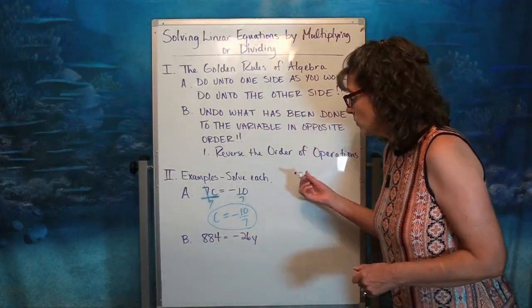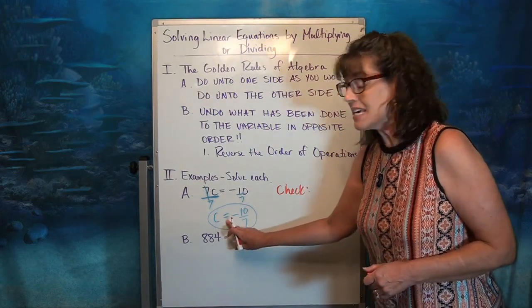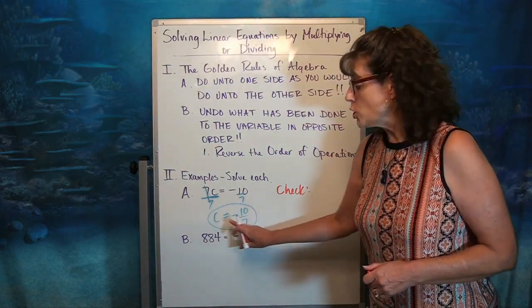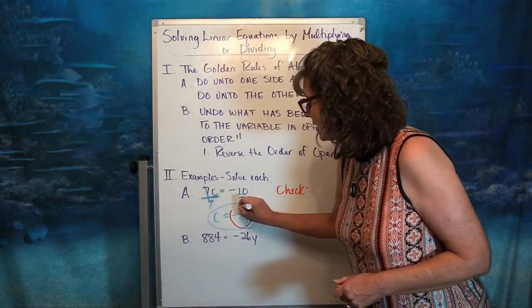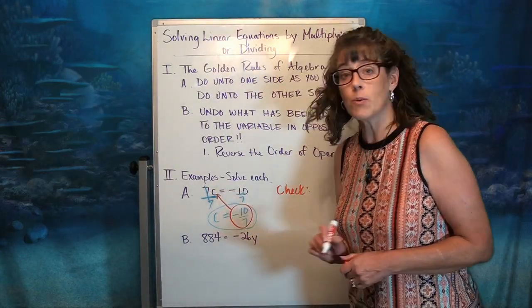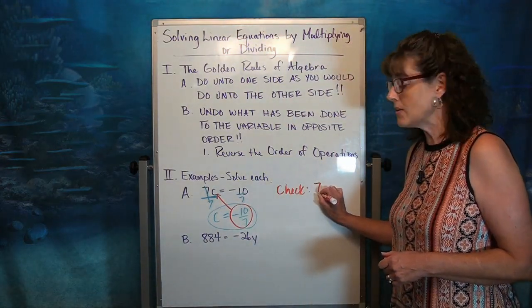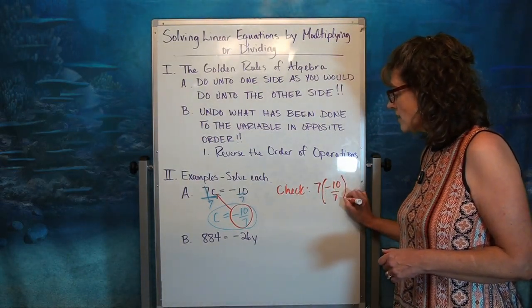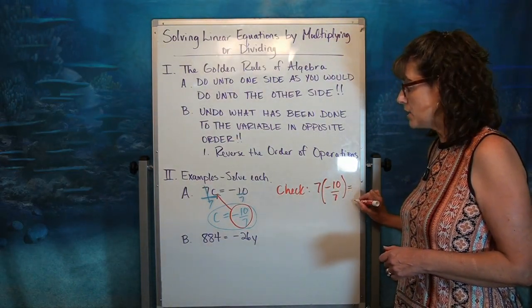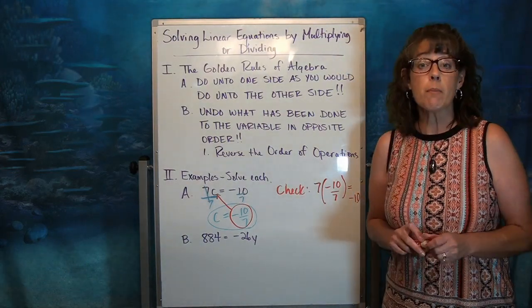I'm going to check this one, and remember, the check simply says, well, I know that c is this. So if c is this, then that means I should be able to take this, I should be able to plug it right in there where that c is. So that's what I'm going to do. Now it was 7 times c, but now instead of c it's going to be this. 7 times the negative 10 over 7. And when I do that multiplication, I better get a negative 10. So let's do that multiplication.